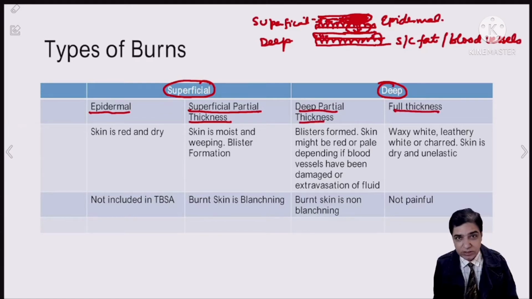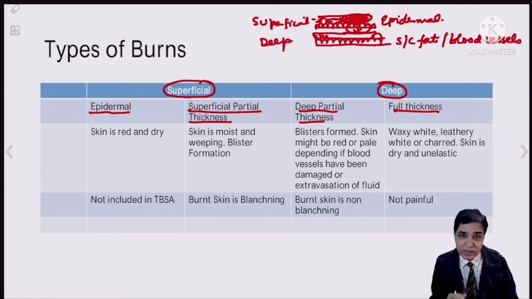The deep partial thickness burn means that the burn is not only involving the epidermis and the upper part of the dermis, but it is extending down into the deeper part of the dermis, where most of the blood vessels, most of the capillaries, and most of the nerve endings are. Or it could go further down and involve the subcutaneous fat and tissues, which could be muscles, ligaments, etc., and then it becomes a full thickness burn.